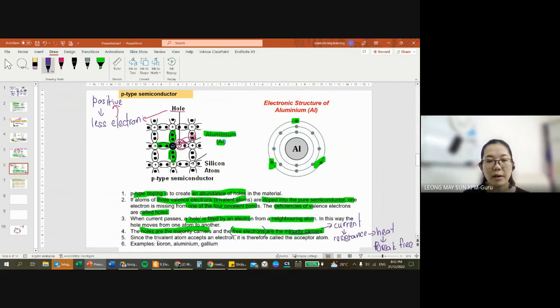Now, since the trivalent atom accepts an electron, it is called the acceptor atom. Normally they don't really ask this already. Examples of trivalent atoms are boron, aluminium, and gallium that they normally use in semiconductors. This is a very important basic thing that I think it's important for you guys to understand. So far, are you guys all right?